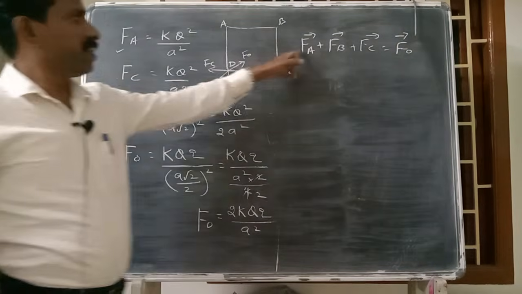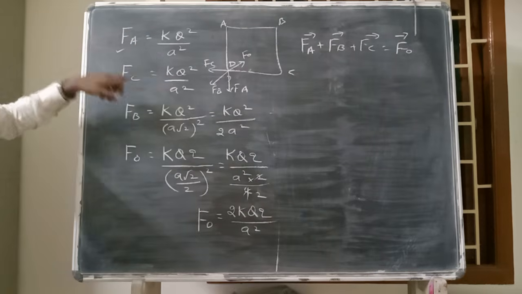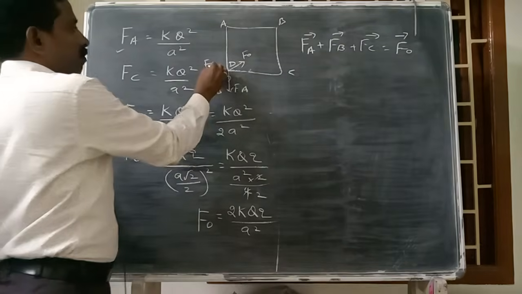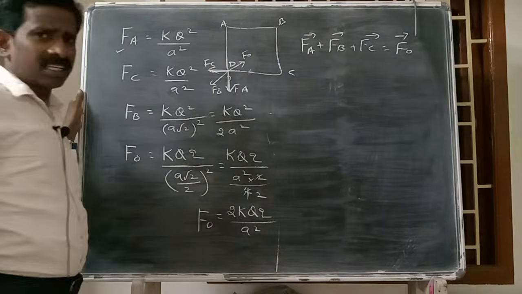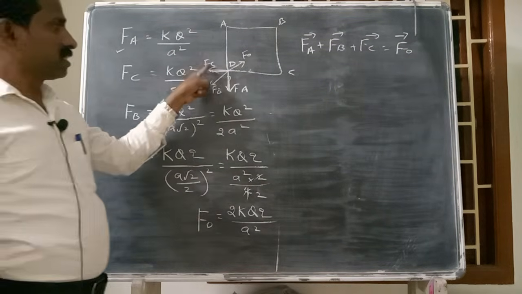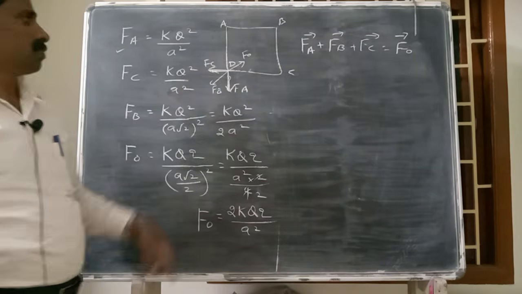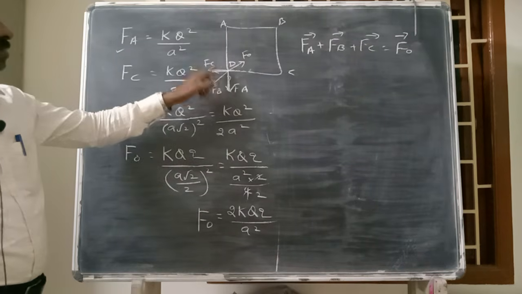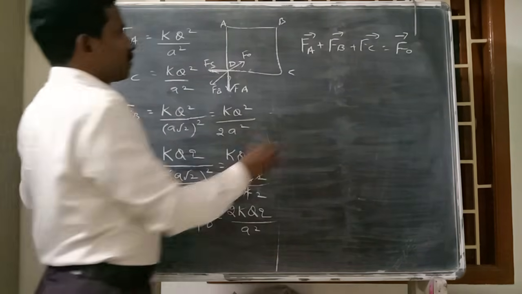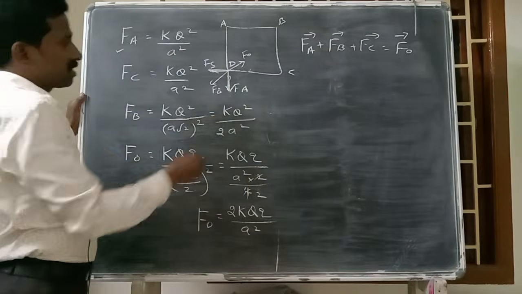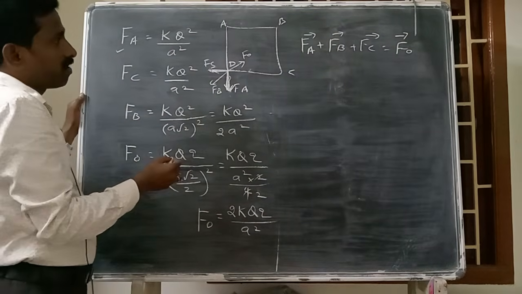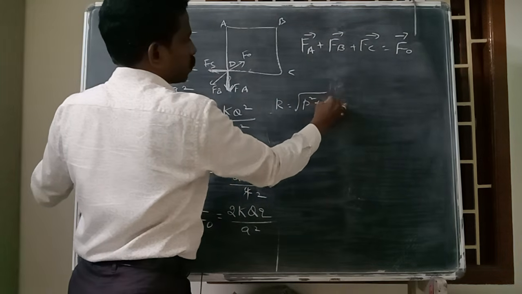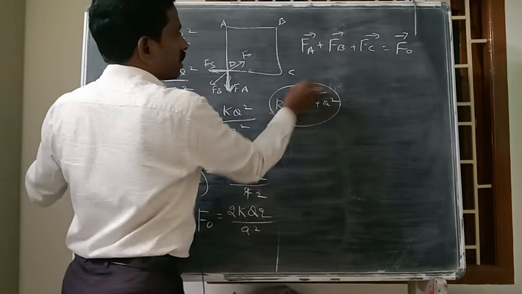See F_A and F_C. They are equal in magnitude, but acting in perpendicular directions. So what is the resultant of these two values? We cannot simply add them, because they are vectors. If two vectors are acting in perpendicular directions, the resultant formula is R equal to square root of P squared plus Q squared. That formula we can apply here.